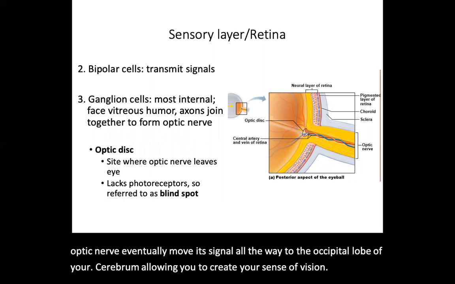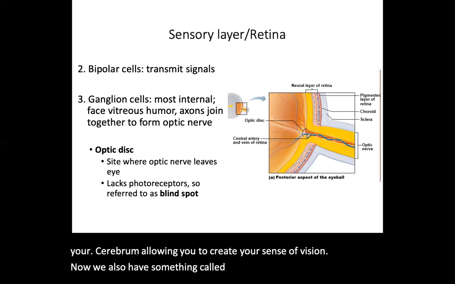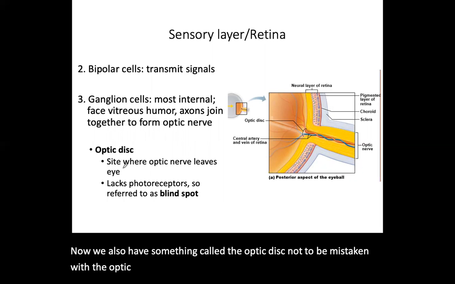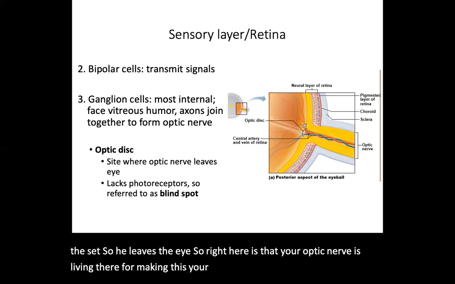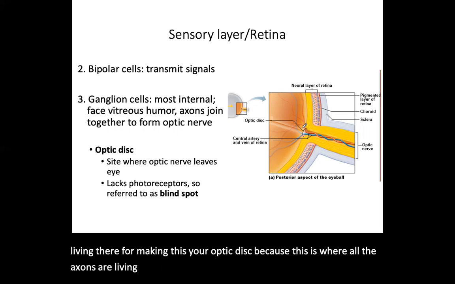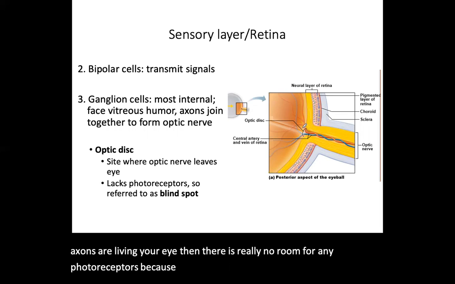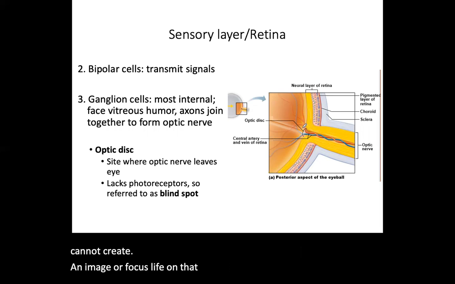Now, we also have something called the optic disc, not to be mistaken with the optic nerve. The optic disc is the site where the optic nerve leaves the eye. So right here is where your optic nerve is leaving, therefore making this your optic disc. Because this is where all the axons are leaving your eye, there is really no room for any photoreceptors. And because there are no photoreceptors, you cannot create an image or focus light on that spot. Therefore, this identifies as your blind spot.